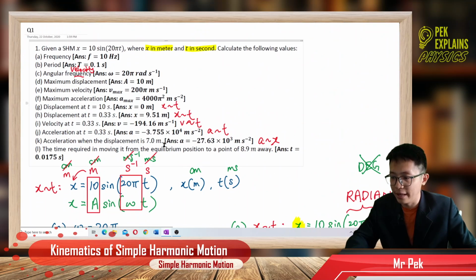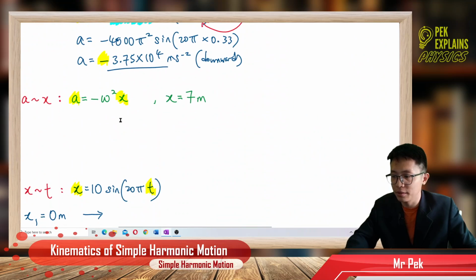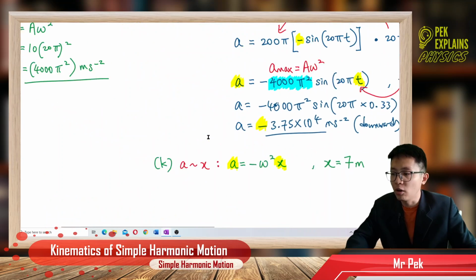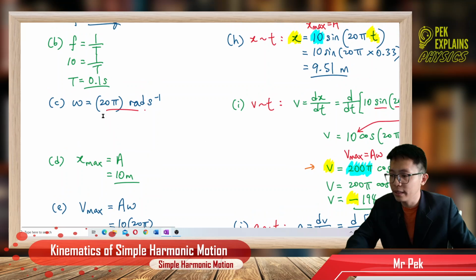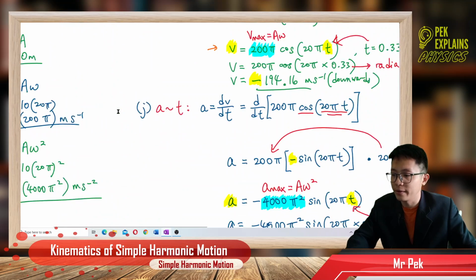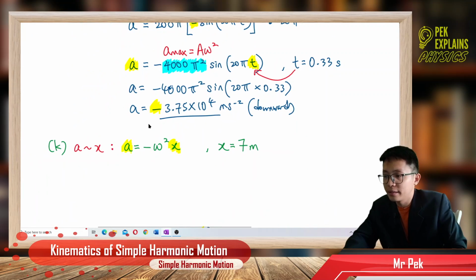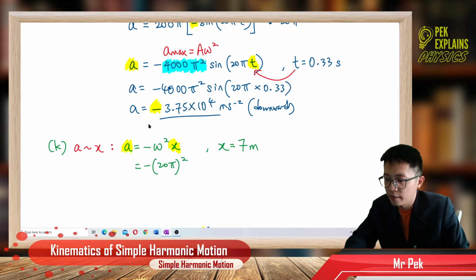X is 7 meter. Just substitute inside. And what is omega? Omega is 20 pi. Just substitute inside. So negative omega is 20 pi, X is 7 meter. So what do we get? We get negative 2.76 exponent 4 meter per second square.